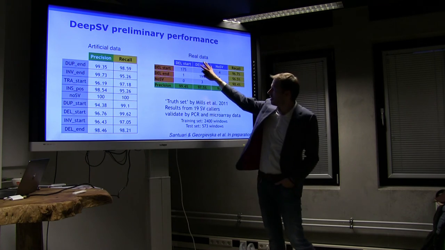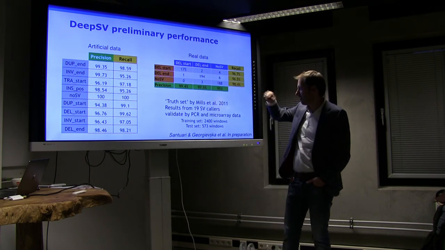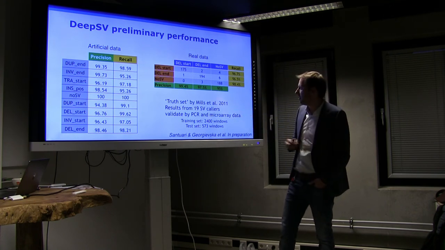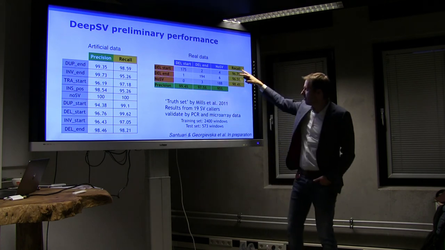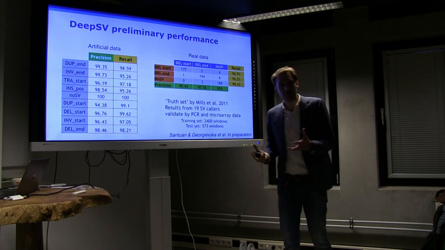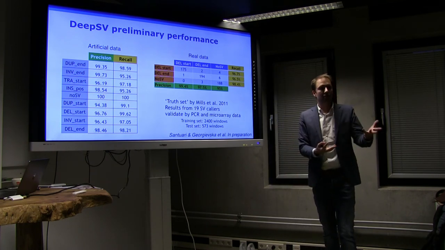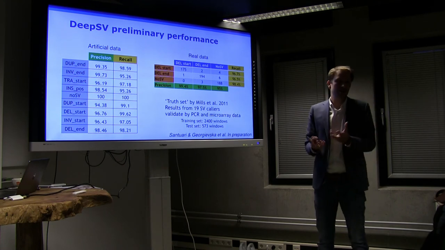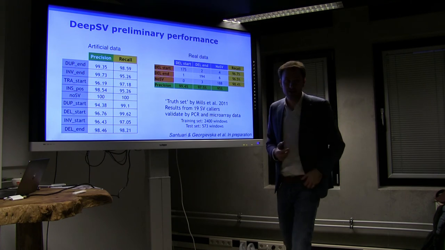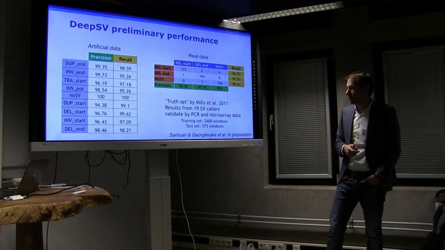And this is a test for real data. The numbers here in terms of the data set sizes are much lower because it's expensive to validate this. But we see that also there the precision and recall is quite high. So this is really encouraging for us. We're now in the process of creating more training data, so that costs a bit of money. But then hopefully in the end of the day we have a reliable deep learning model that can actually predict these structural variants very accurately and can also be used, for instance, in the clinic for regular diagnostics.